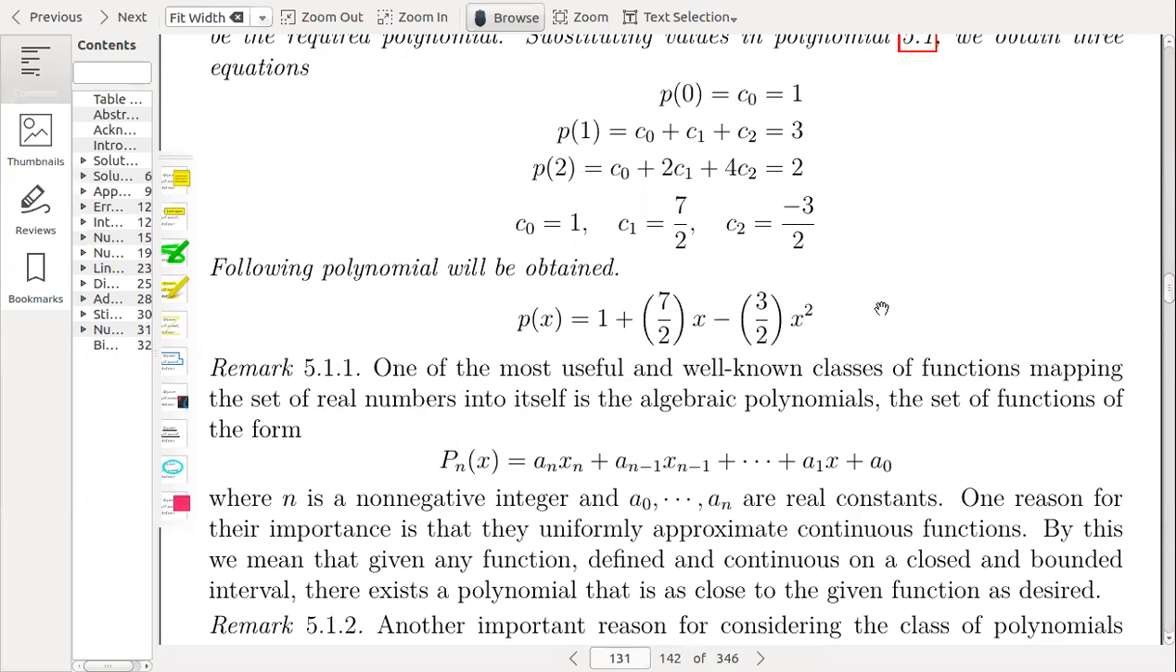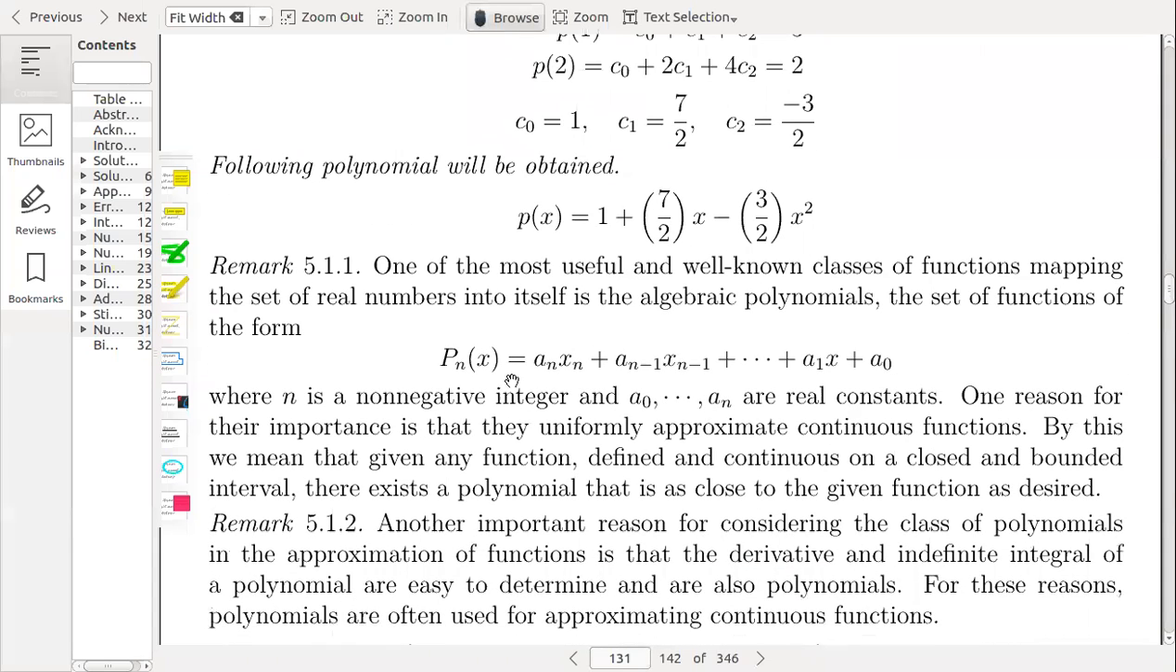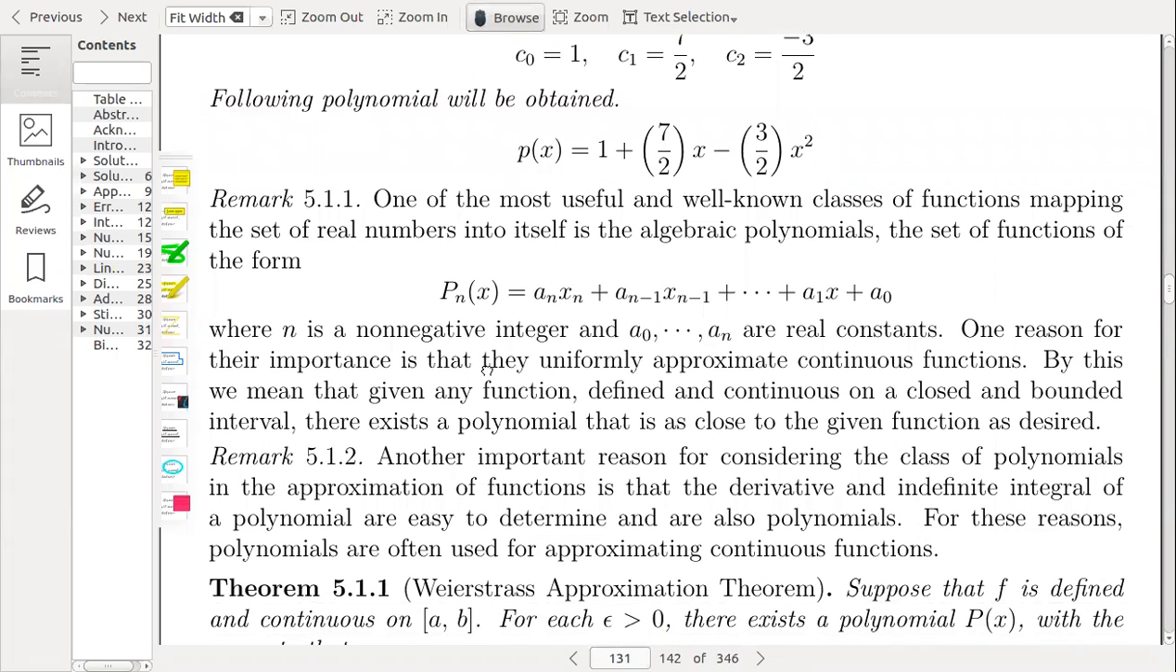So if a function maps from real numbers to real numbers, it must lie in the class of functions which map the set of real numbers into itself, the algebraic polynomials. The set of functions of the form Pn of x is an nth degree polynomial, a naught plus a1 x plus so on, plus a n minus 1 x to the n minus 1 plus a n x to the n. So it's an nth order polynomial.